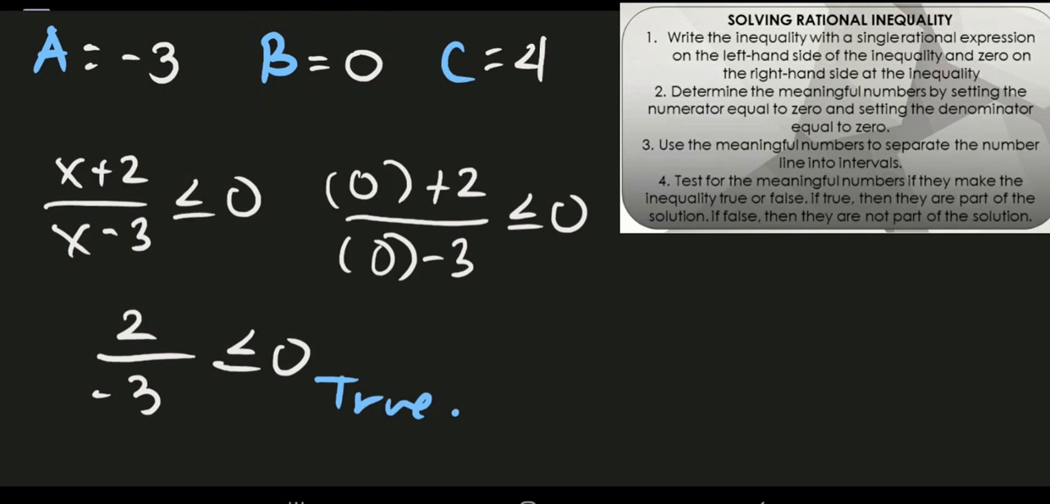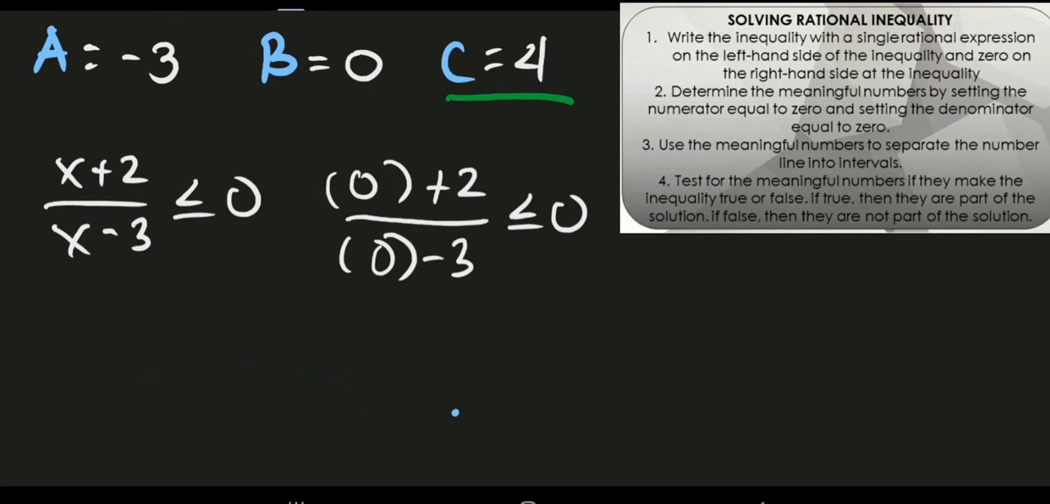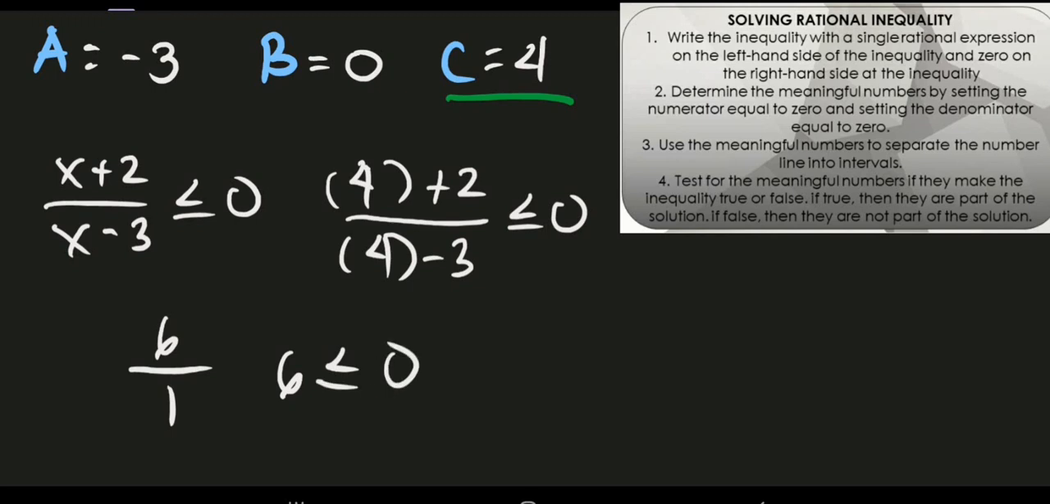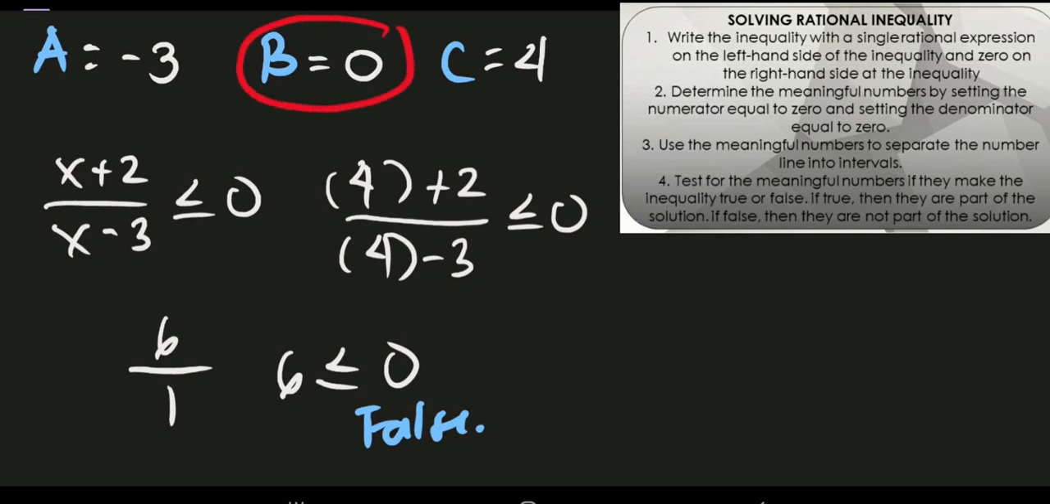Next, let's try to test interval letter C. For letter C, just replace the value of x with +4, and let's test. So we have 4 plus 2, that is equal to 6, over 4 minus 3, that is equal to 1. So obviously 6 is less than or equal to 0 is a false statement. That means, according to our test, we have this interval letter B as part of our solution.